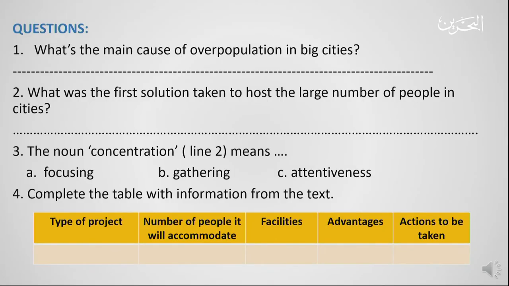Now let's read the questions and find out the answers. Question 1. What is the main cause of overpopulation in big cities? Number 2. What was the first solution taken to host a large number of people in cities? Number 3. The noun concentration, line 2, means focusing, gathering, or attentiveness. 4. Complete the table with information from the text: type of project, number of people it will accommodate, facilities, advantages, actions to be taken. I'll give you 2 minutes to find the answers.